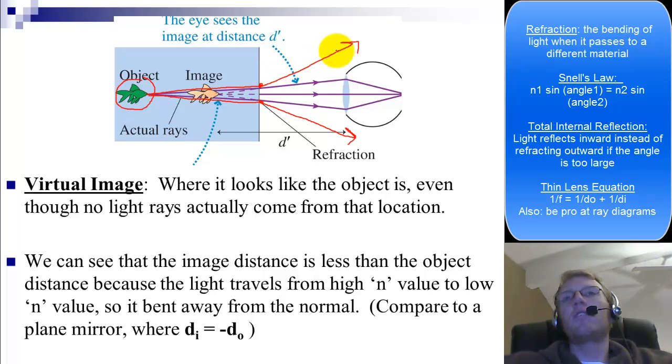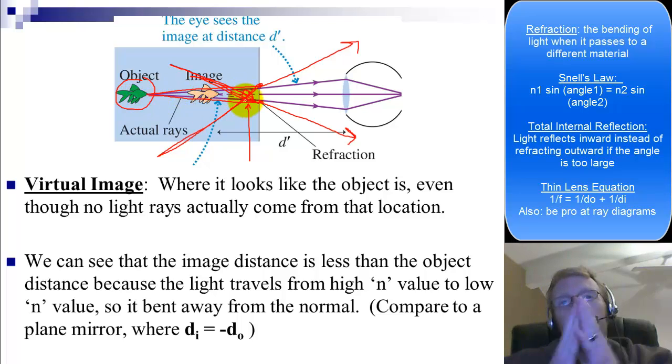Now, if you're standing here looking at this light ray, it appears to be coming from back here somewhere, and this light ray appears to be coming from back here somewhere. Where they cross is where the image is, and so it appears like the object is significantly closer than it actually is, because the light diverged, and if you trace those diverging rays backwards, they're going to cross a lot closer than the actual fish. Again, I've just dramatized the location of the fish.